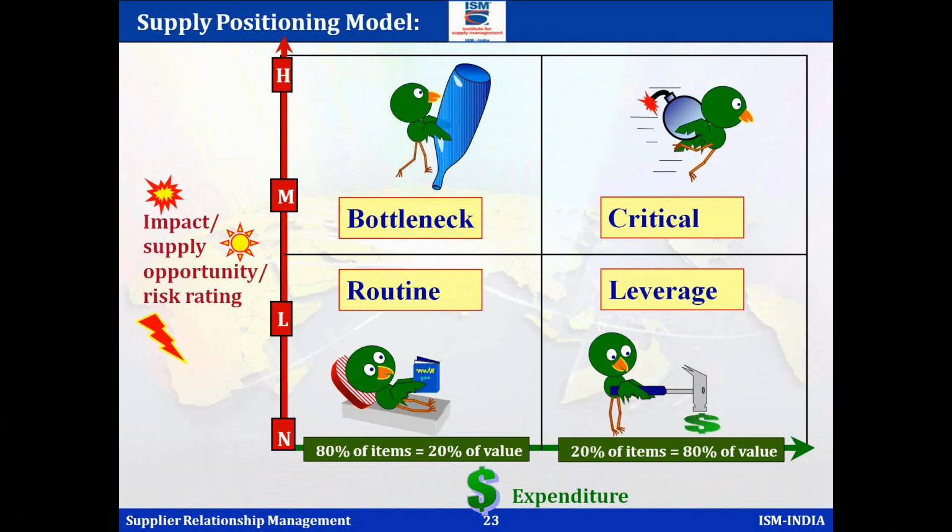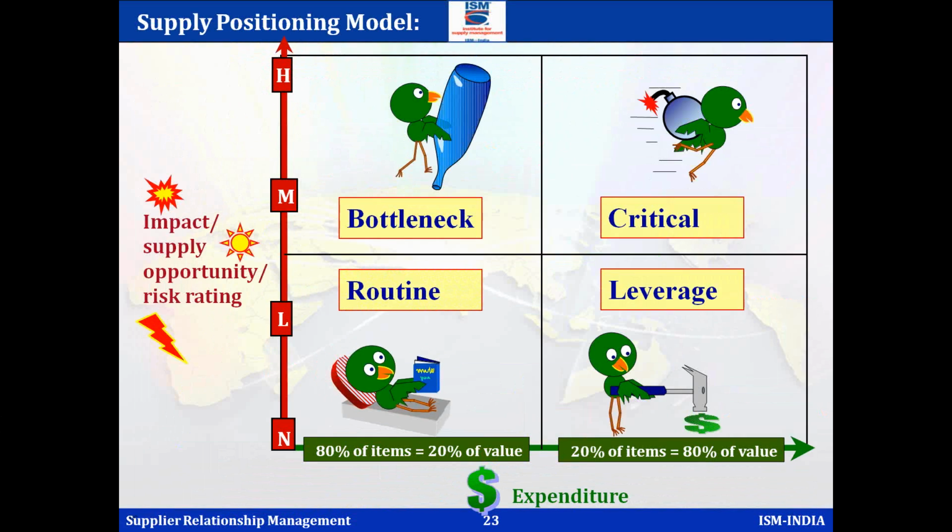Higher expenditure goes this way on the x-axis. On the y-axis we put risk. If I've got too many suppliers, my risk is very limited. Even if one supplier does not deliver, I've got other suppliers to depend on. But if I've got only one supplier, there's a monopoly, and my risk goes up to high. So we try to divide the whole procurement or supply portfolio into four boxes. We call it a 2x2 matrix. It is based on the Peter Kraljic model.